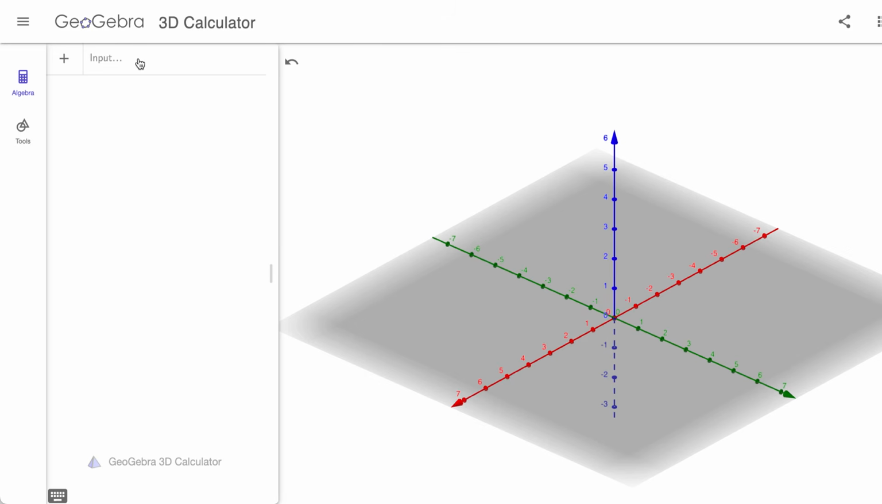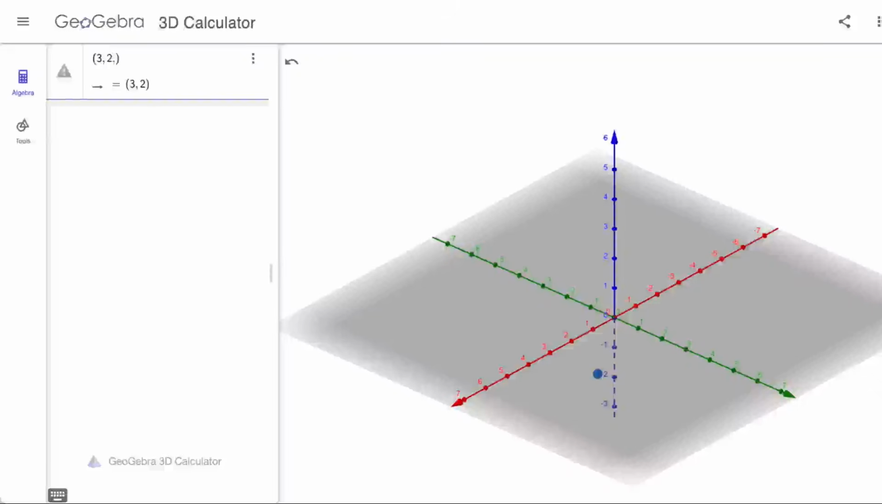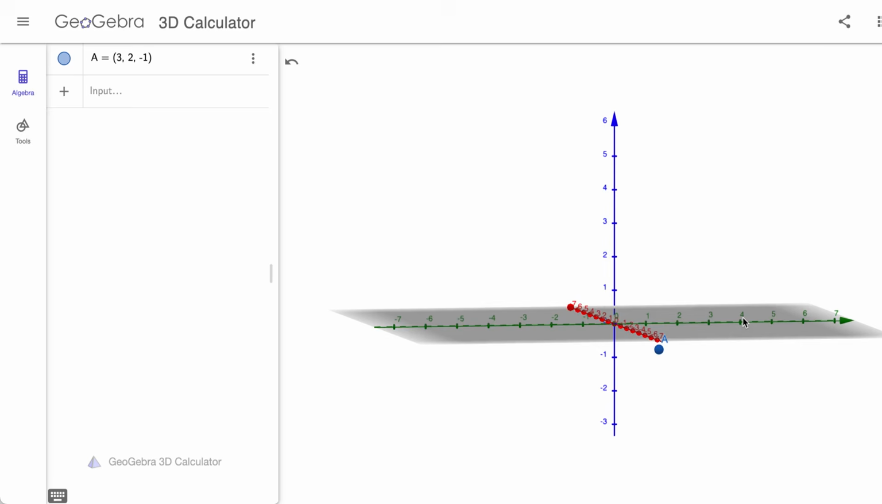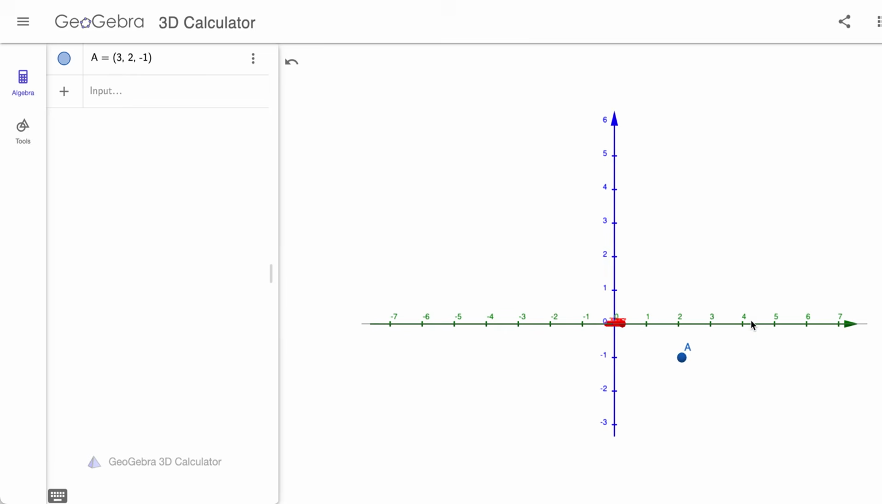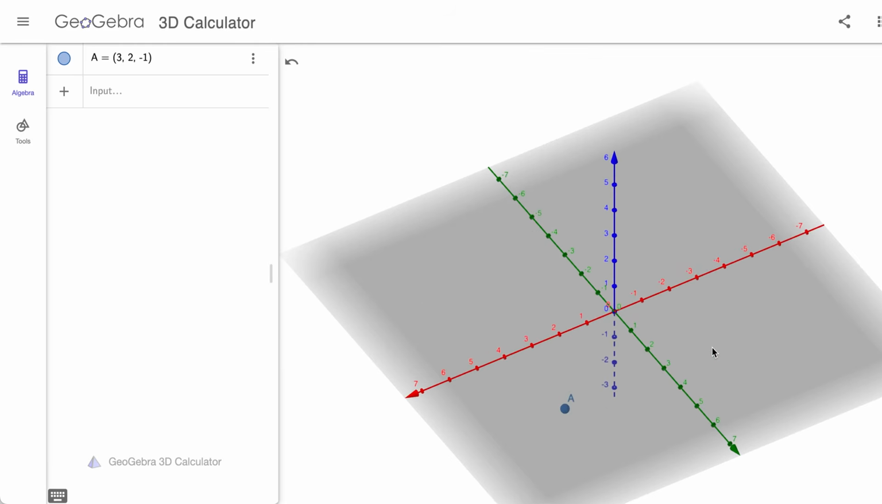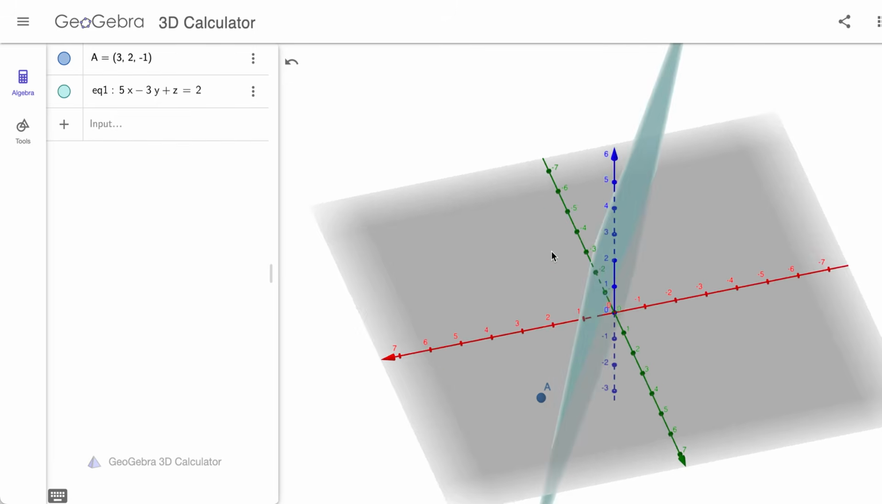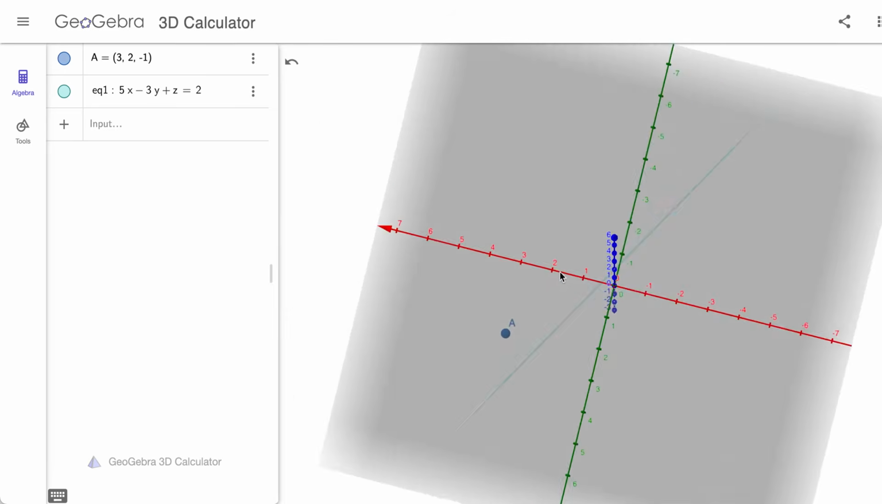And let's try in some three-dimensional objects. A point we could sketch such as (3, 2, -1). If we look at this point, we can see that it goes 3 in the x direction, 2 in the y direction, and vertically down 1 in the z direction. Let's draw a plane. 5x minus 3y plus z equals 2. There's an example of a plane in three dimensions.